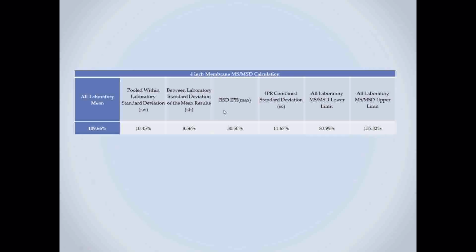If we look at the calculations from the EPA statistics, it says all laboratory MSD lower limits 83.99%, so this is from all the data. The upper end 135.32%. Now, when this method was finally written, basically in discussions with Len Walker and Kevin, we decided that even though we have a little more excess up here, we're actually going to trim that back and make it a tighter limit.